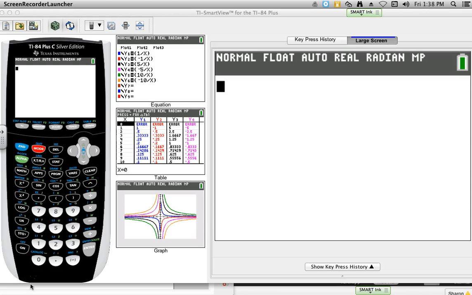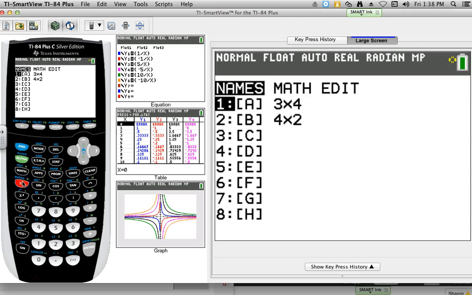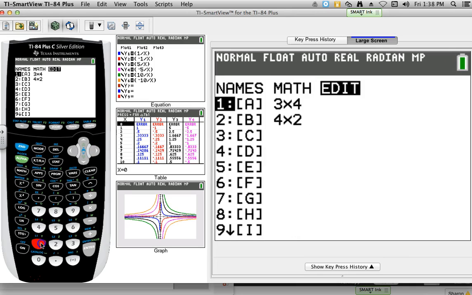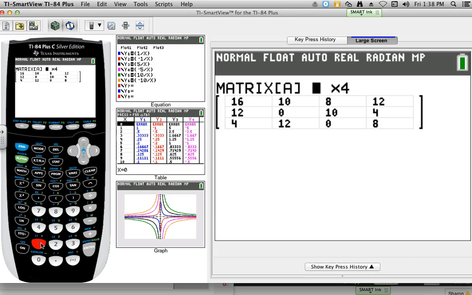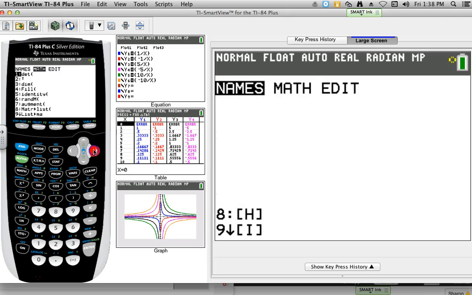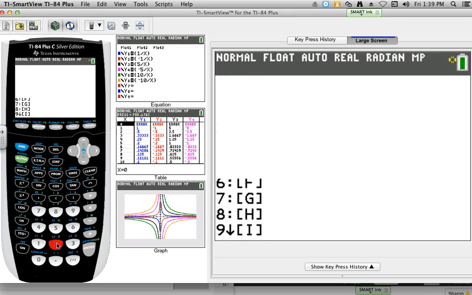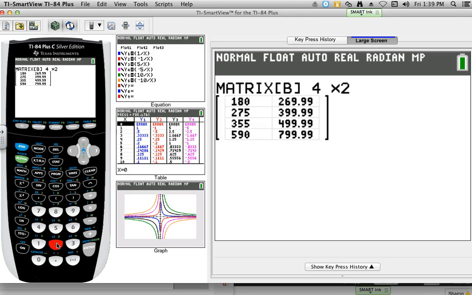The 2 matrices in here, let me pull those up so that you can see them. And we'll go into edit so you can see all the numbers that are in there. So matrix A, there is our 3 by 4, and I've got this thing opened up a little bit bigger so we can see everything this time. And we see the 16, 10, 8, 12, 12, 0, 10, 4, 4, 12, 0, 8. And then second matrix. And this time matrix B. And again, you can see that the prices are located in that matrix.